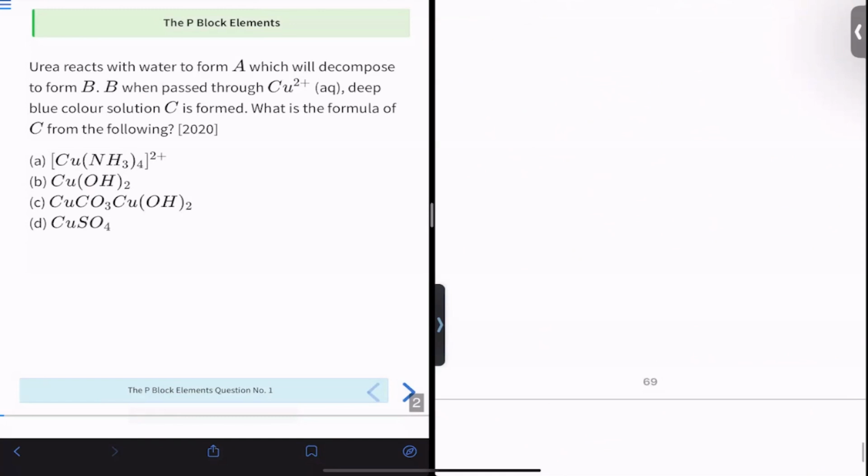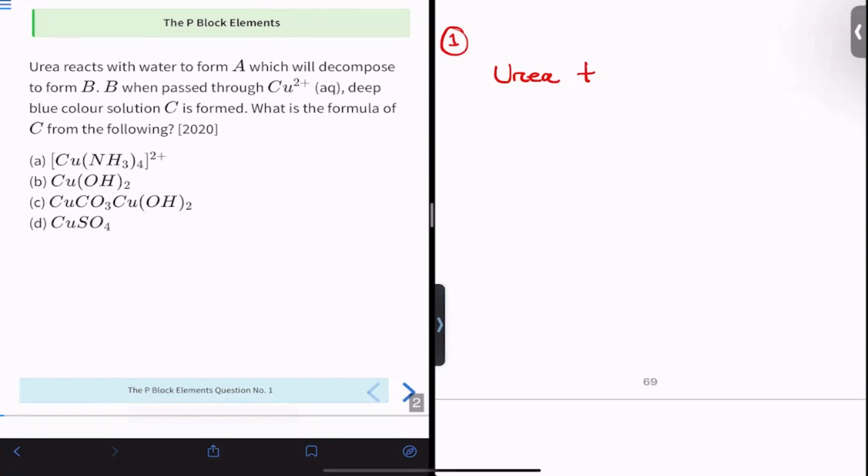I'm beginning with question number 1, previous year question, P block elements. The first question is, when urea reacts with water to form A. Whatever they're asking you in the question, please write it down yourself in a separate copy, or try to form a reaction from it, so that it will be easy for you to solve the question properly.